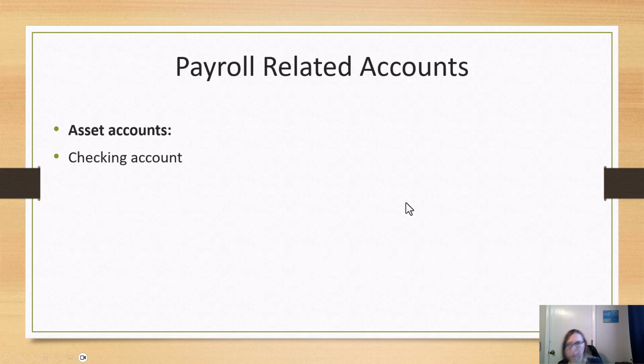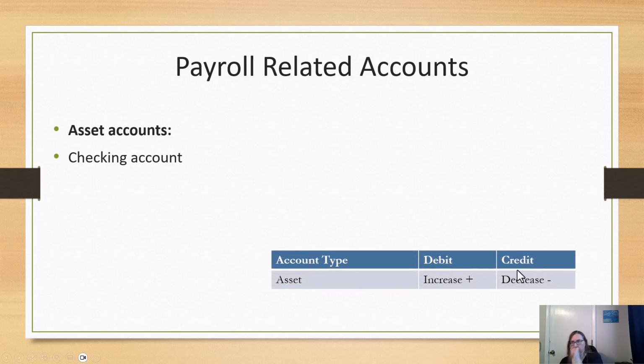Okay, moving on. Let's go to the next one, asset accounts. The main asset account you're going to deal with in payroll entries would be your checking accounts. Some companies have a separate payroll checking account. Some companies use their operating account. It varies. But either way, whatever checking account they use to pay payroll, there are going to be entries related to that. And for an asset, we're going to be decreasing the checking account most of the time, so that's going to be a credit.